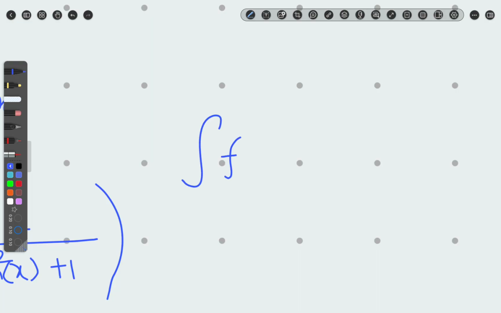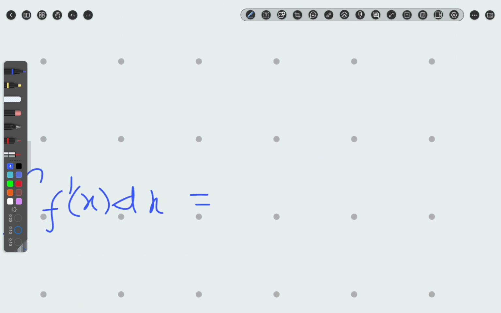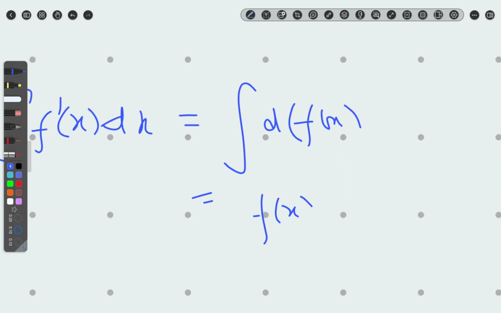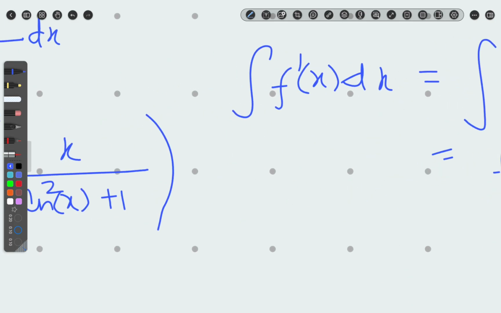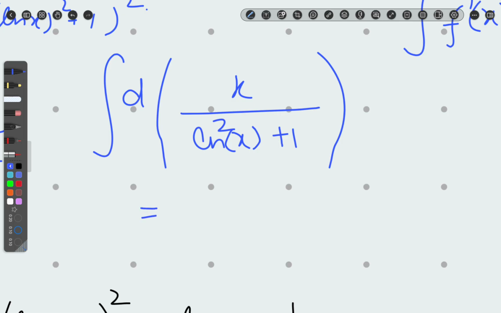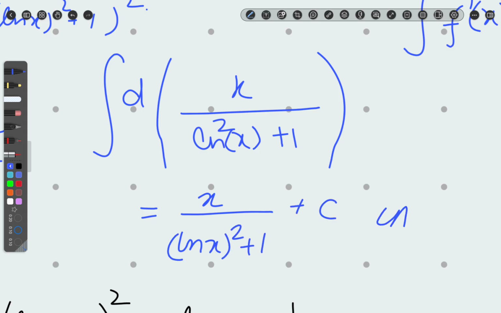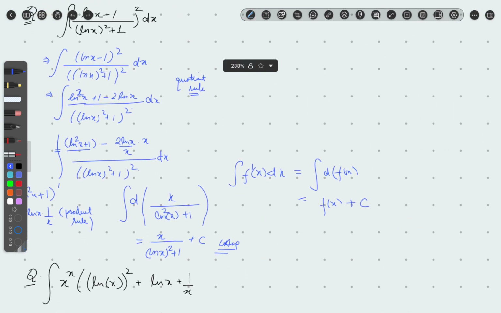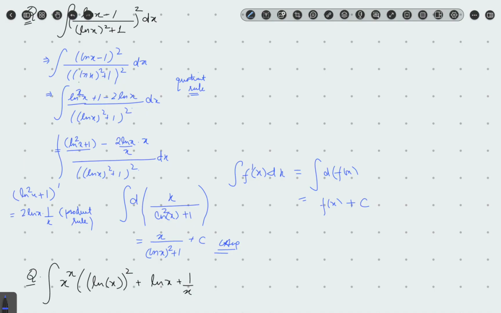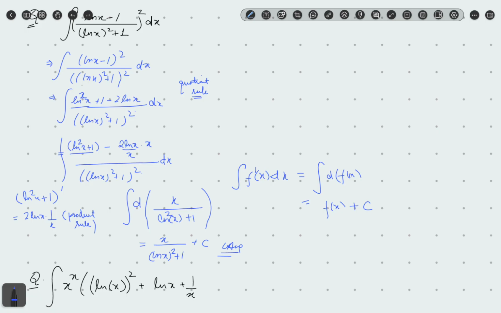Now we know that the integration of f'x dx is equal to the integration of d of fx, that is fx only. So we can say that, right, plus the constant of integration of course. So this term in fact turns out to be x by ln x squared plus 1 plus c, and that is our answer to this question, right? So just like that, we solved our first question of Black Book, right? You can take the screenshot if you want.